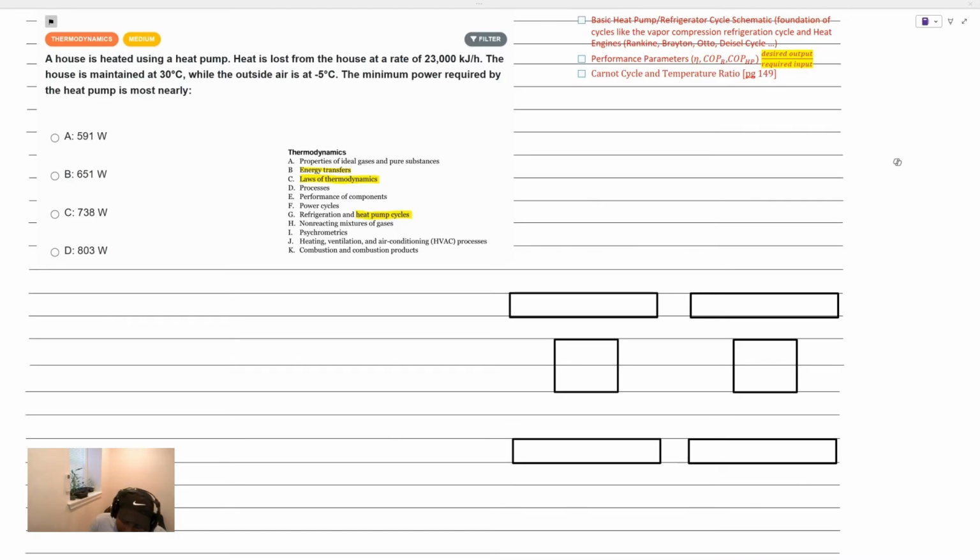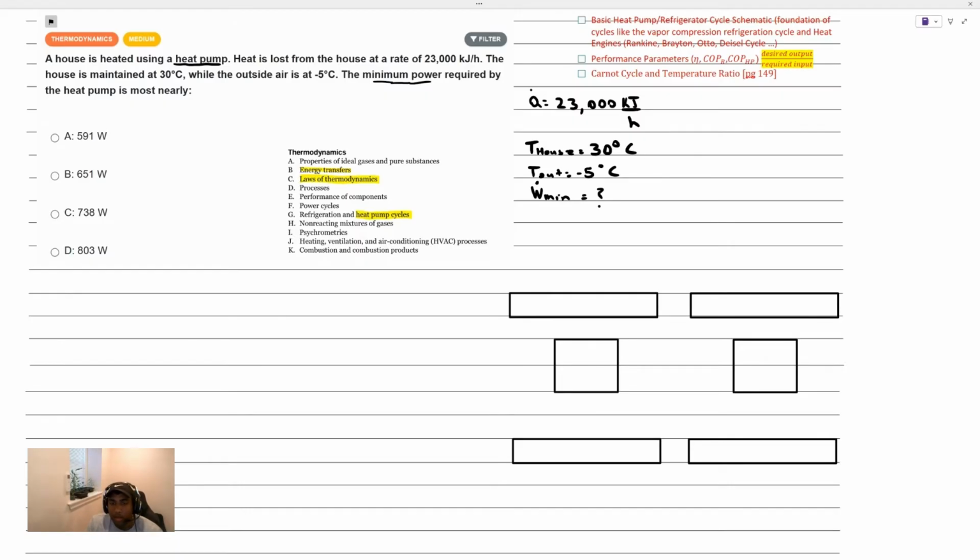In this problem here, we have a house that's heated using a heat pump. Heat is lost from the house at a rate of 23,000 kilojoules per hour. That is a power, right? It's an energy, or joules, per unit time, or hours. The house is maintained at a temperature of 30 degrees Celsius, while the outside air is at -5 degrees Celsius. The minimum power required by the heat pump is most nearly.